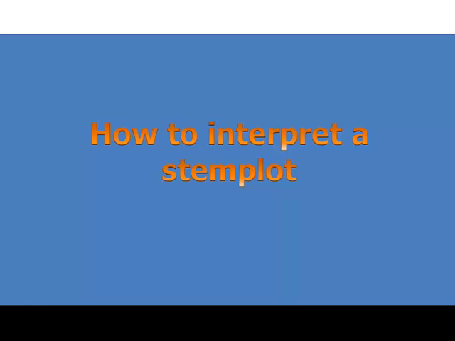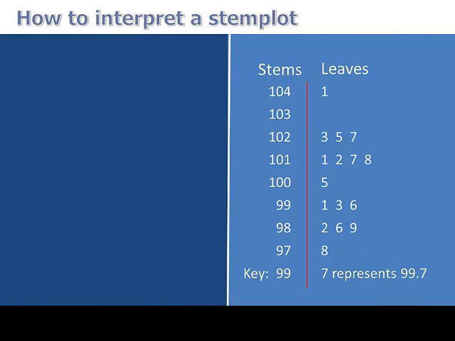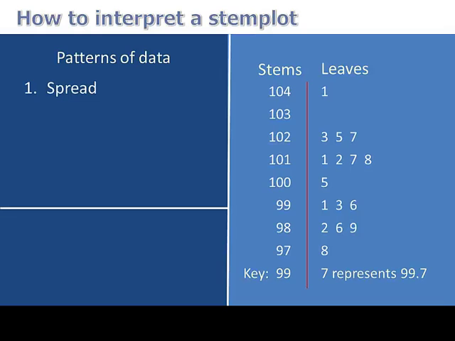Let's talk about how to interpret patterns of data represented by a stemplot. Stemplots display quantitative data, and from previous lessons, we know that quantitative displays can be interpreted in terms of 4 factors: spread, centrality, shape, and unusual features. Based on these factors, how would we interpret the data set represented by this stemplot?